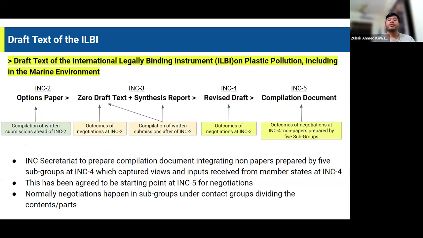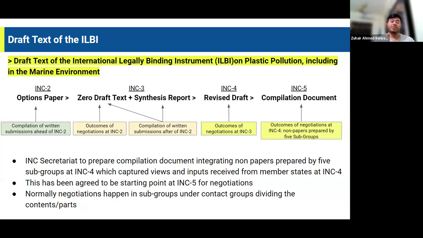Now, as you know, we are leading towards a new multilateral environmental agreement or a treaty on plastic pollution. We don't know what it is going to be named. Therefore, it's always referred to as ILBI, International Legally Binding Instrument, because we never know what it is going to be named, whether it's going to be named agreement or treaty or convention. That is completely to be decided by the member states.